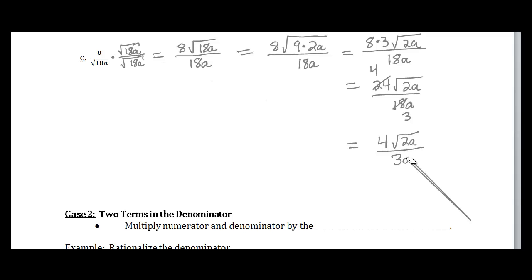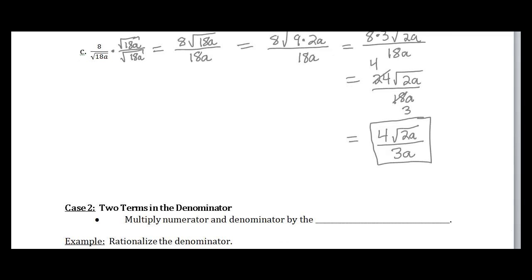And that is going to be my final answer. Okay, don't try to cancel out these a's because one of them is under the square root. And so this is my final answer here. All right, that's the method that we use when we have one term in our denominator.